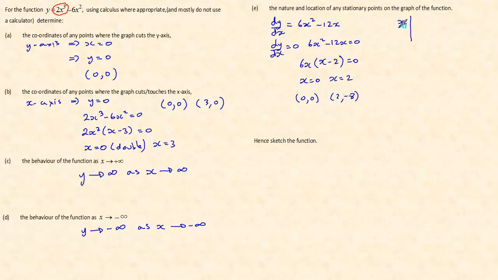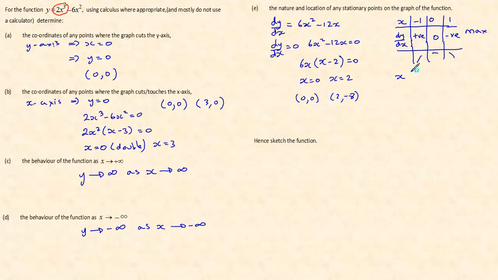So let's look at a sign table. We're going to have 0 first. Let's go to the left and go to the right, making sure we don't go past the other turning point, and look at dy dx. Now we know here it's 0. So what about for negative 1? Well, this would become 6 plus 12, so that would be positive. And at 1, 6 take away 12, so that would be negative. So this one goes up, across, down, and that's therefore a max.